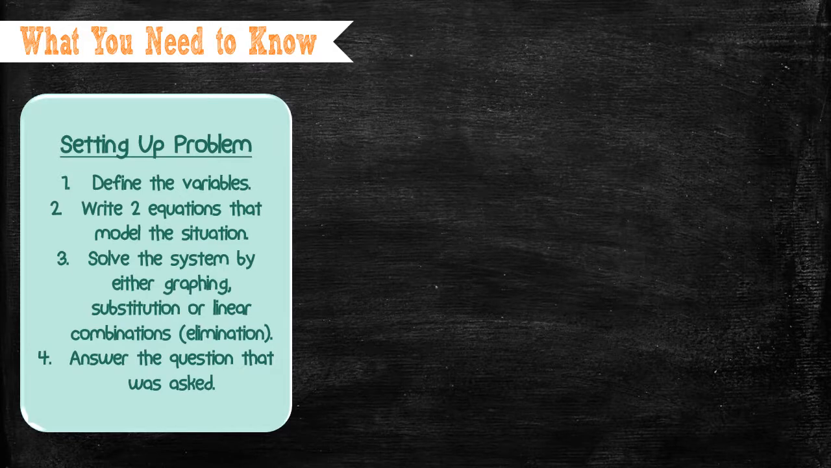When we go to set up a problem, we have some steps we can follow. The first is that we want to define the variables that are given to us in our problem. Secondly, we want to write two equations that model the situation. Third, we want to solve the system by either graphing, substitution, or linear combinations, which is elimination. And then lastly, answer the question that was asked.